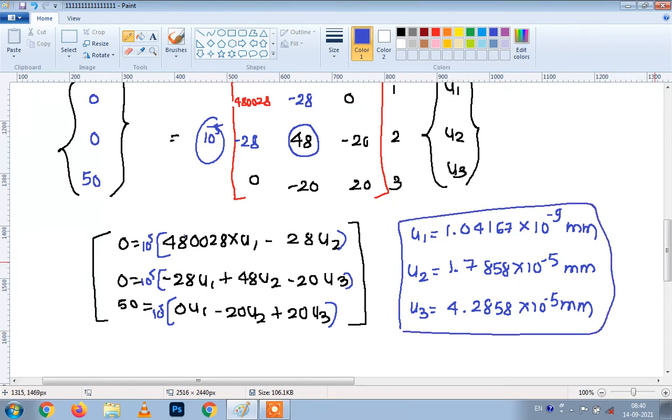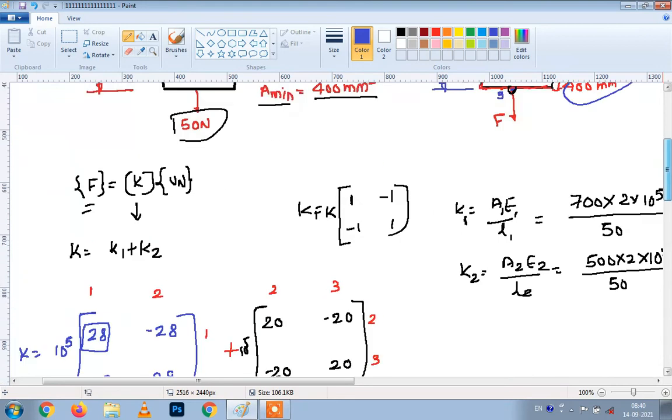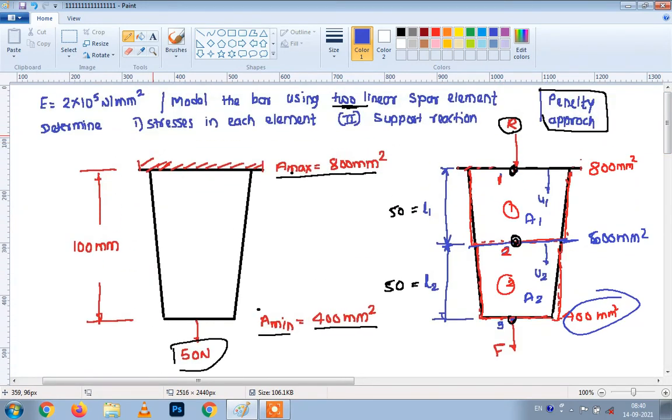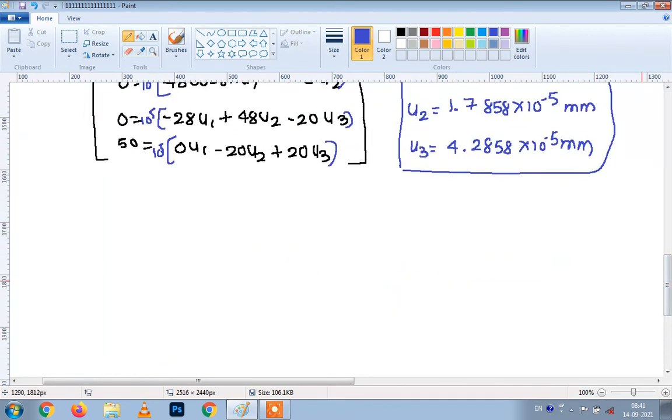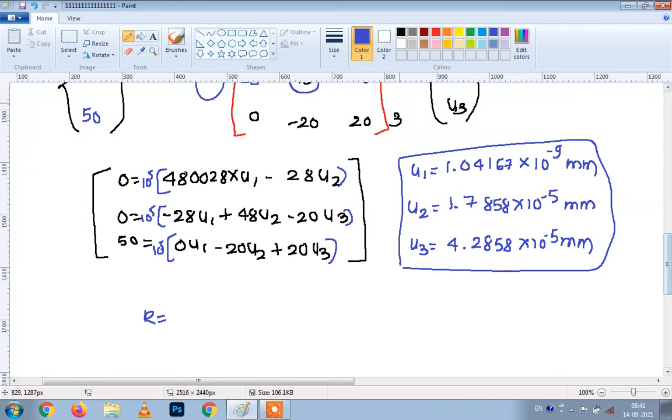Now the next thing that we need, we will quickly calculate here, because we want to find out these two values here: stresses in each element and support reaction. So simply we will calculate first the support reaction whenever you are using the penalty approach.